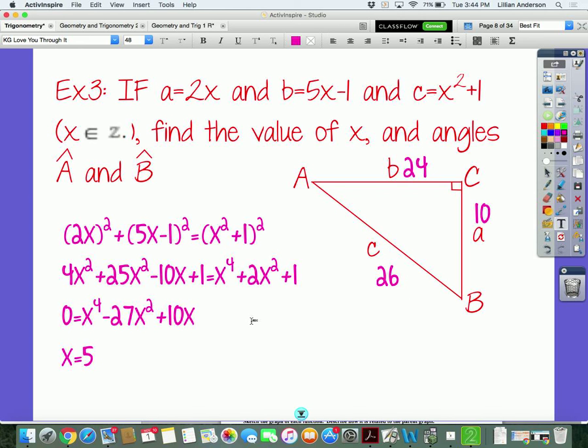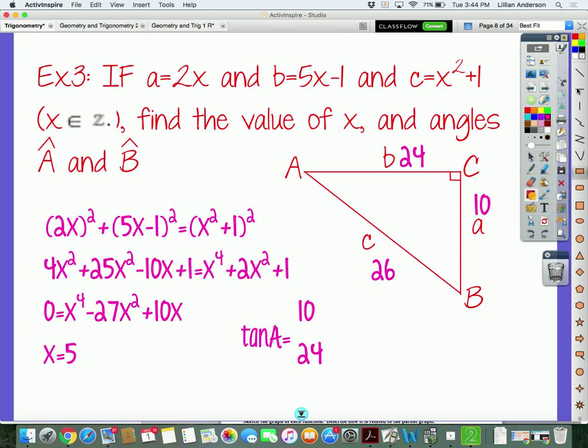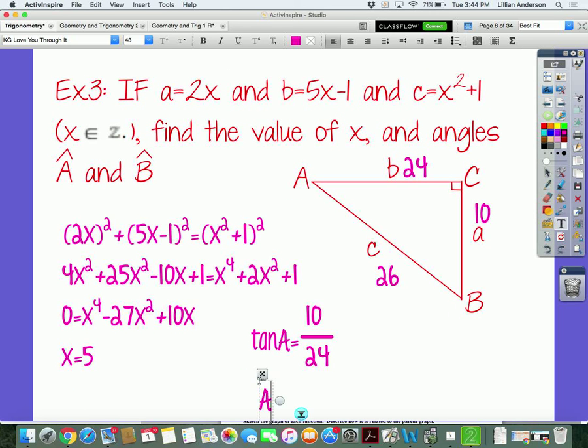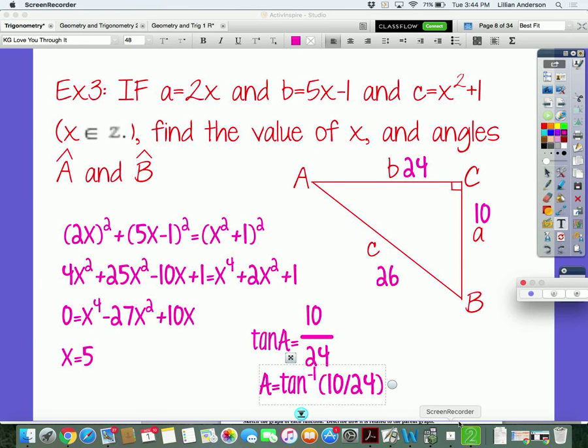So then to find angles A and B, I really could use any trig function that I want. I'm going to use tangent just for the sake of using tangent. And that's going to be 10 over 24. Whenever I find an angle, I'm always going to take the inverse. So A equals the tangent inverse of 10 over 24. I'm going to plug that into my calculator, and I'm going to get my answer.